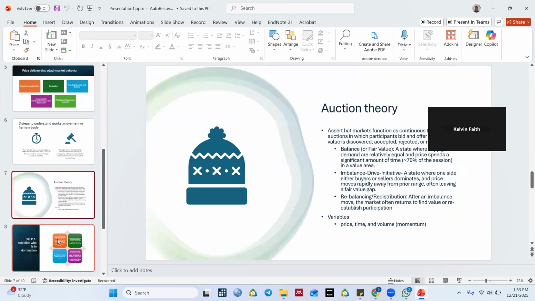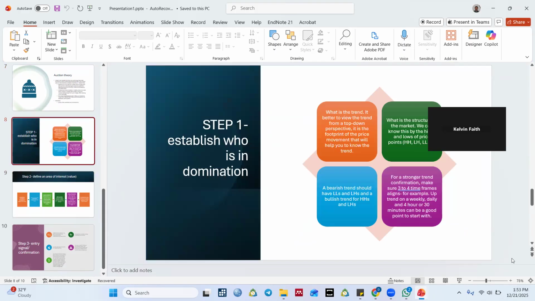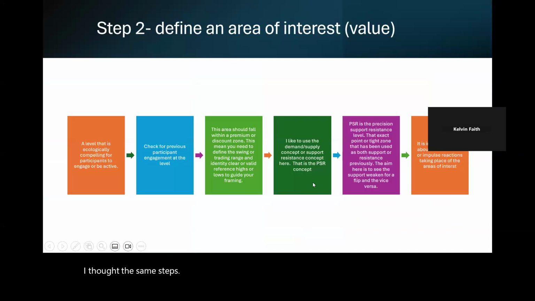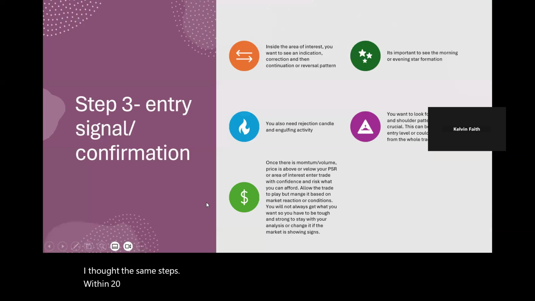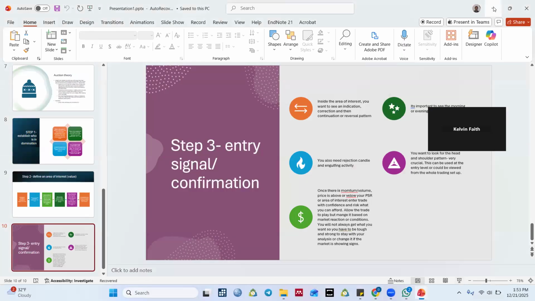Entry signal. Good. I thought today we had a program called Beyond the Pulpit at church. So I taught the same steps. Within 20 minutes, I presented this at church. I only got to the second step. I couldn't even get to the third step, and the time was up. But it's fine.